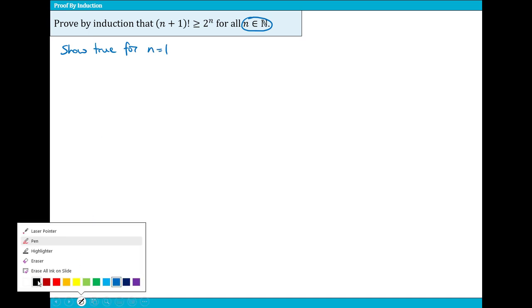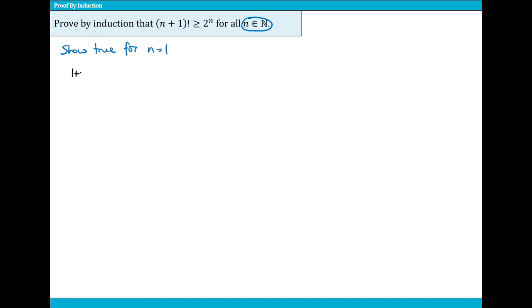So on the left hand side, I'm going to put in 1 plus 1, and then I have the factorial symbol. That should be greater than or equal to 2 to the power of 1. 1 and 1 is 2, so 2 factorial should be greater than or equal to 2. 2 factorial is 2 times 1, and 2 times 1 is greater than or equal to 2 because 2 times 1 is 2, and 2 is equal to 2. So the condition is met or true for n equals 1.